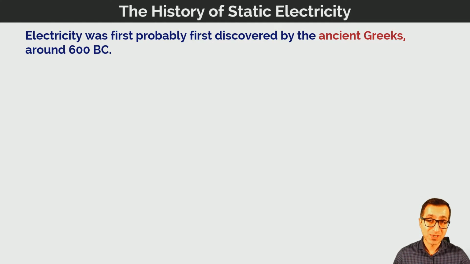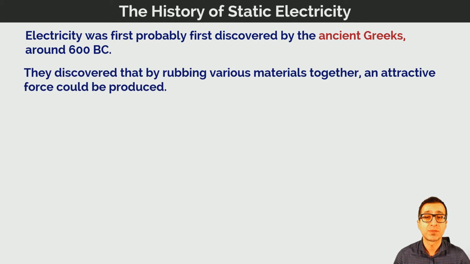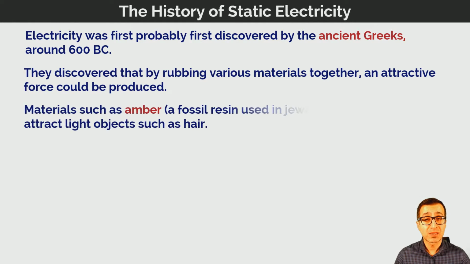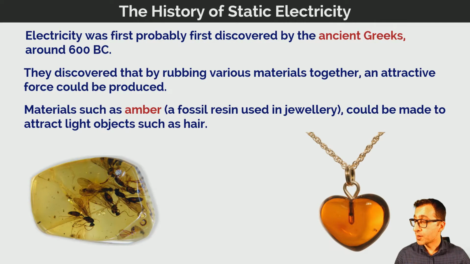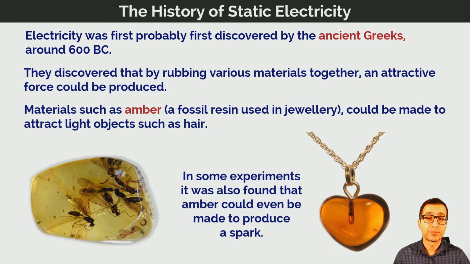But at least in most Western accounts, the discovery of electricity was probably first made by the ancient Greeks around 600 BC. Now, they discovered that taking specific materials and rubbing them together could produce an attractive force between those objects made of those materials. An example would be a fossil resin called amber, which could be made to attract relatively light objects such as strands of hair towards itself if it was rubbed with a cloth, for example. Now, in some experiments it was found that rubbing a piece of amber could also make it produce a spark.